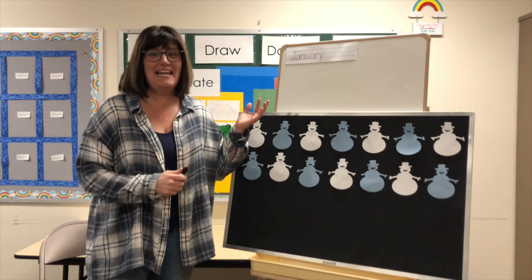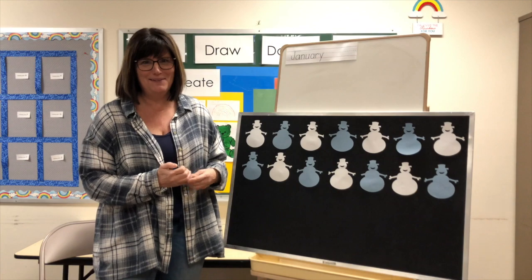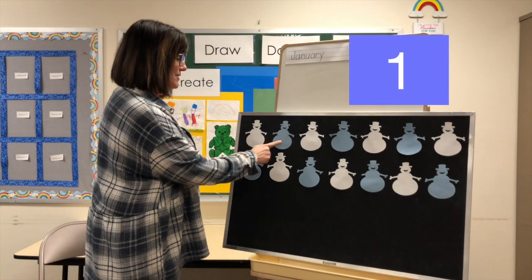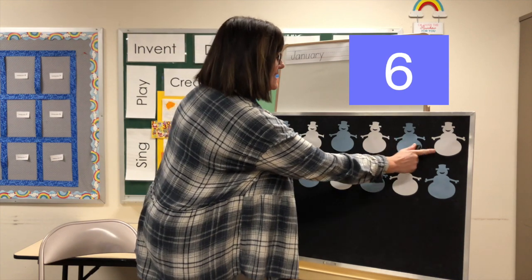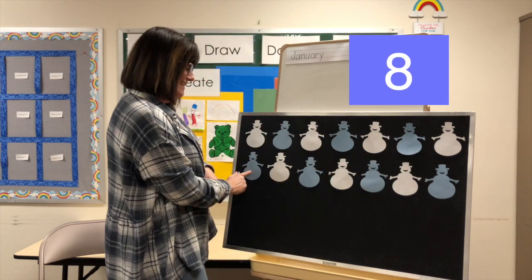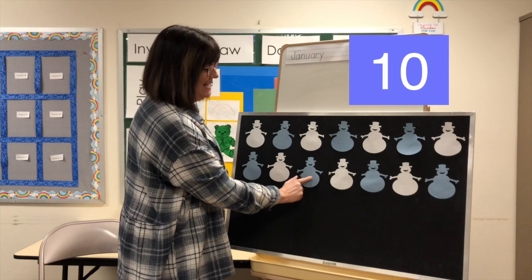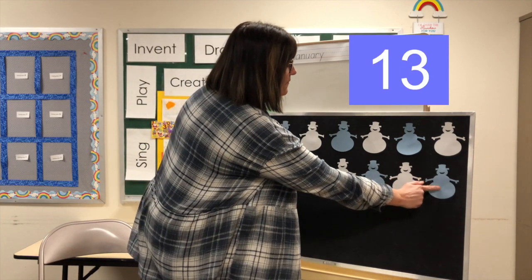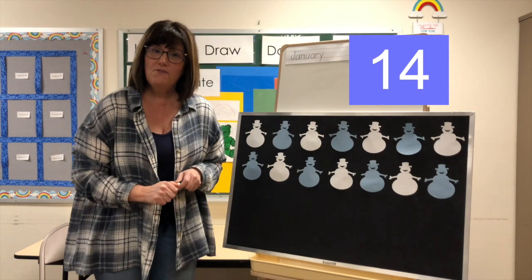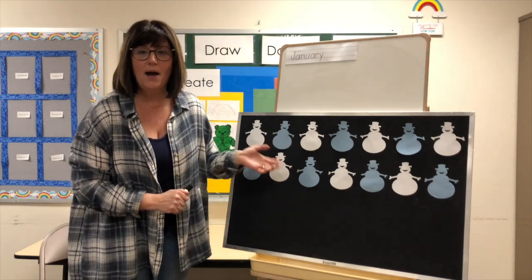Let's go ahead and count our snow people. 1, 2, 3, 4, 5, 6, 7, 8, 9, 10, 11, 12, 13, 14. There are 14 snow people on our board.